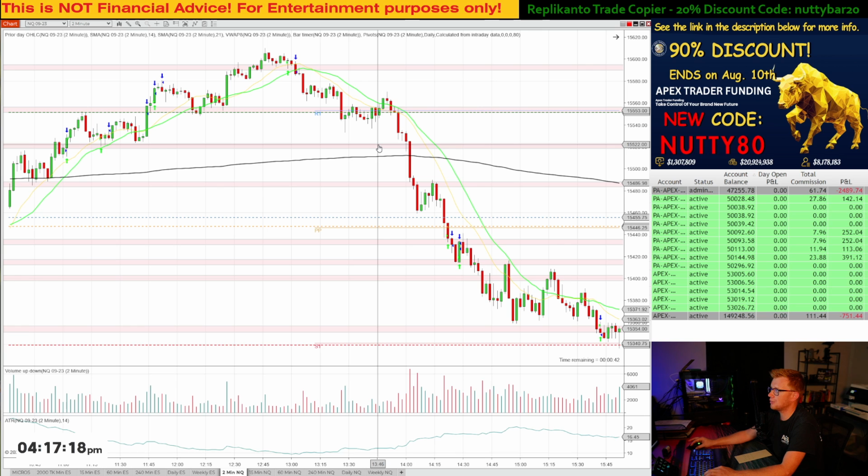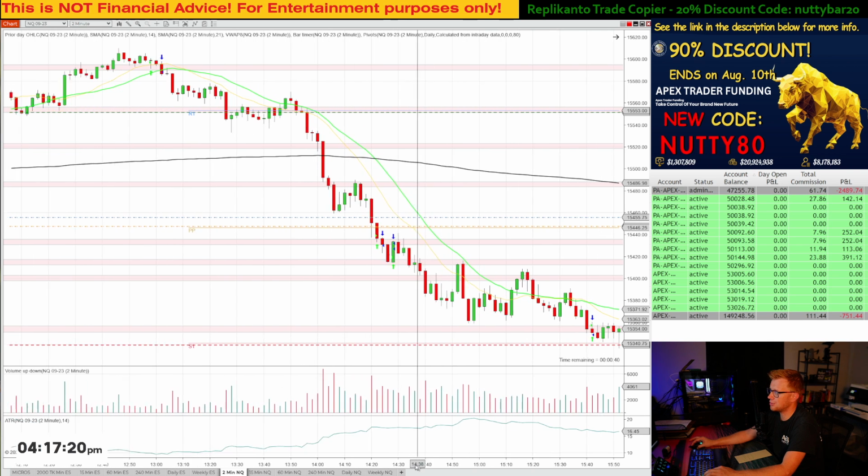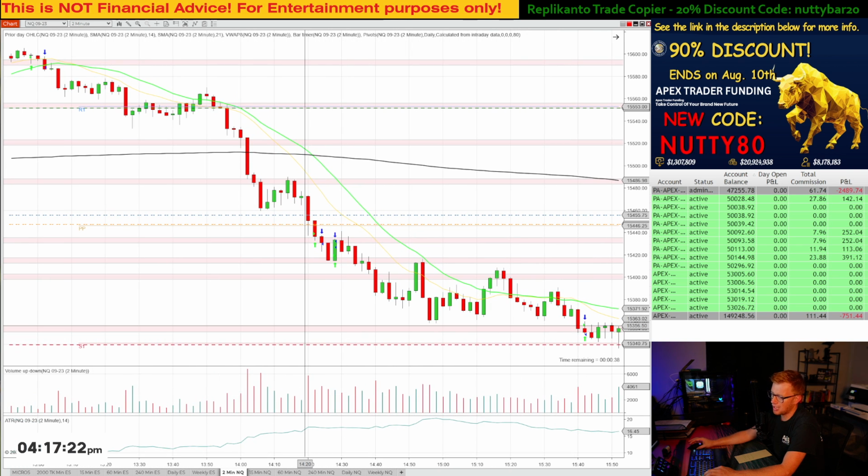We won't win them all. Again, the goal of this is to test the strategy in a live environment, and the main focus is just to follow my rules. So here was another stop out. Triggered a long right here, got stopped out. And then we had another long trigger right here, and we took profit at 30 ticks, and we took profit again at this next support and resistance area.